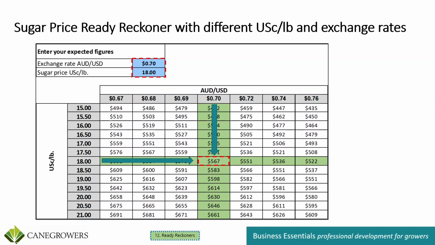For example, a reduction in the US cents per pound price from 18 to 17 cents per pound, and an increase in the exchange rate from 70 to 72 Aussie cents per US dollar means that the equivalent sugar price changes from $567 to $521 per ton of sugar. So these reckoners can give you a good feel for the impact from variations in any of these parameters and what that means for your sugar price as well as relating to your cost of production.